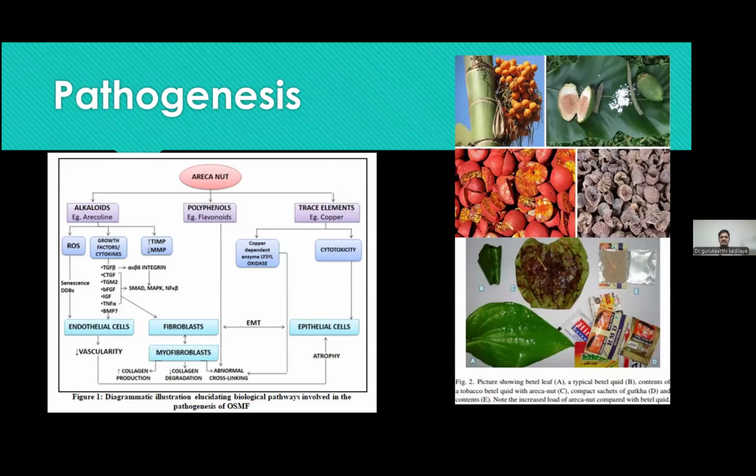Coming to the pathogenesis, one of the most common causes is the use of areca nut, as you see in this picture, which is very commonly used as betel quid. It contains alkaloids, polyphenols, and trace elements. Trace elements like copper can also result in increased activity of fibroblasts and myofibroblasts, which can result in increased collagen production, followed by collagen degradation and abnormal cross-linking, which causes severe trismus and loss of fibroelasticity.